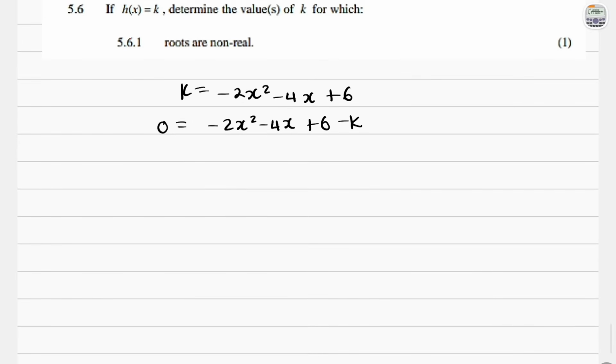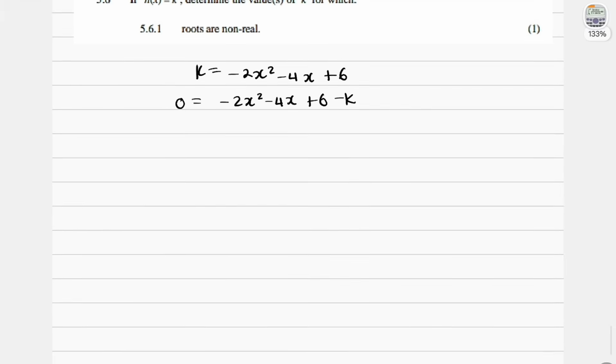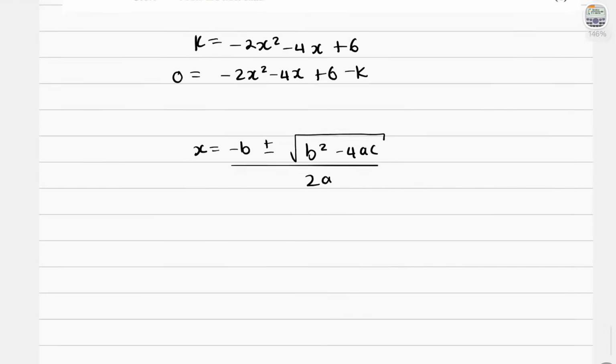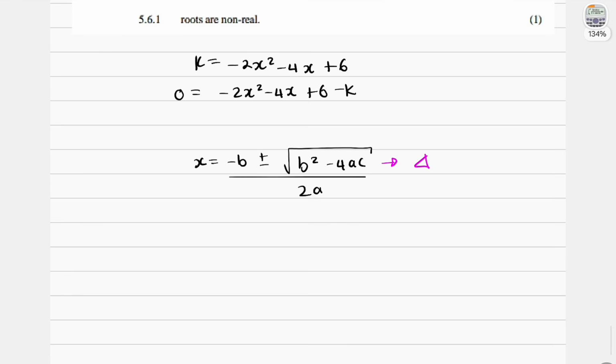Now, let's speak about the kind of roots that we can get. This refers to nature of roots, and it comes from your quadratic formula. So remember what the quadratic formula looks like. This part of the quadratic formula, we call the discriminant, delta. It's going to tell you the type of roots that you will have because it's under a square root. If you square root a particular number, it will give you certain things.